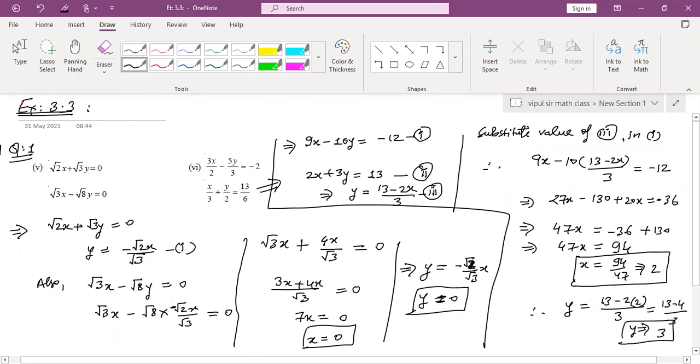Is it clear or is there any confusion? No. Yes, sir. Just write it. Then we'll move to the next one.